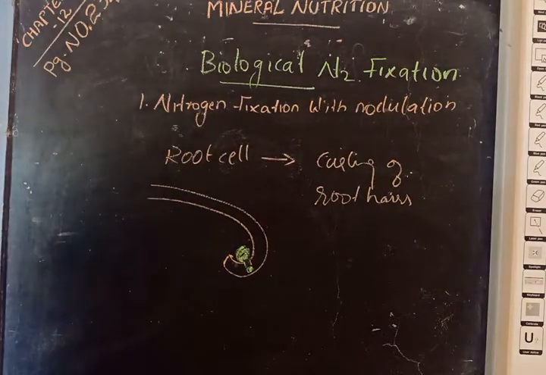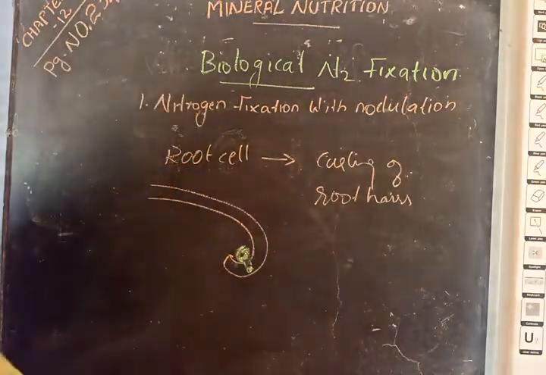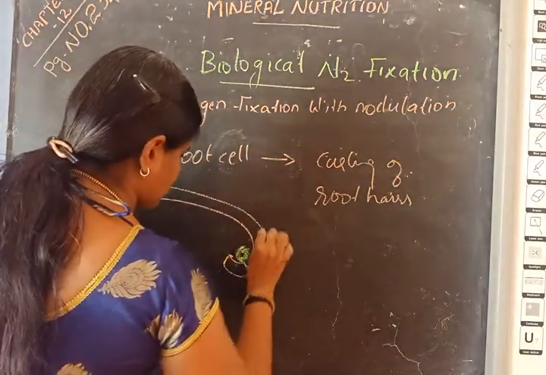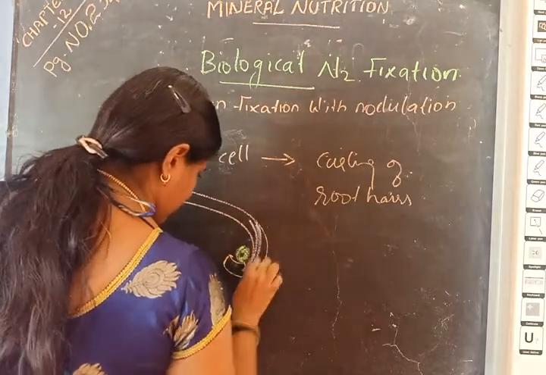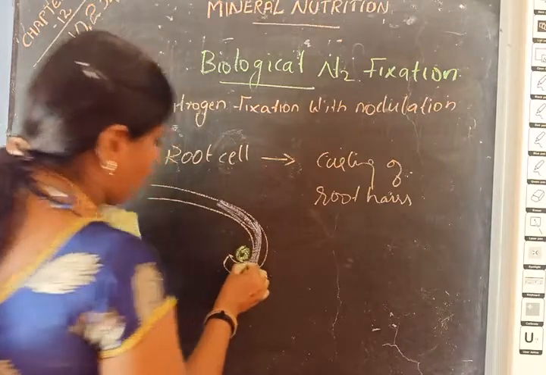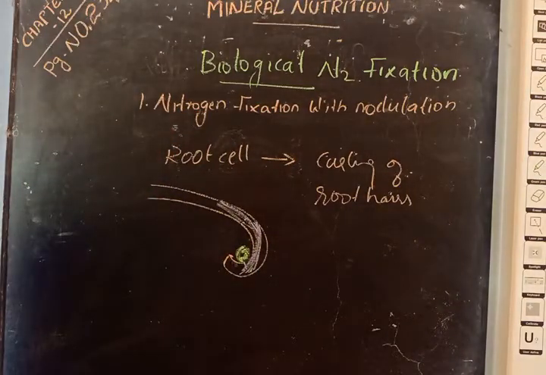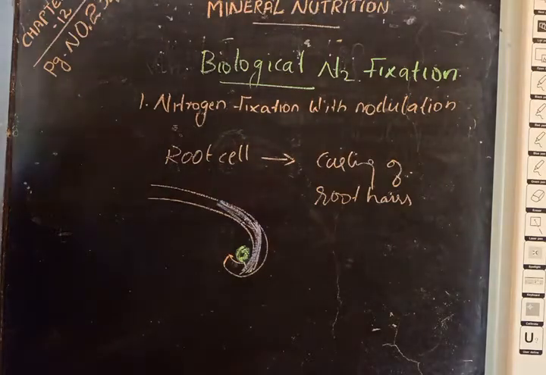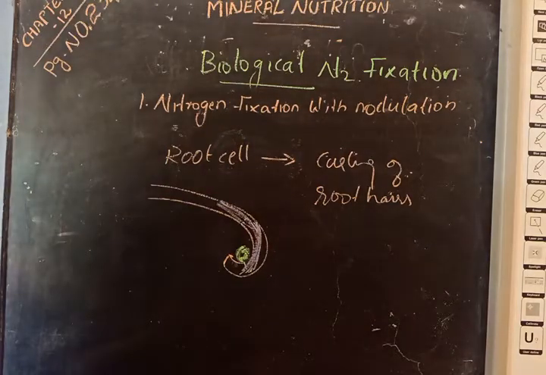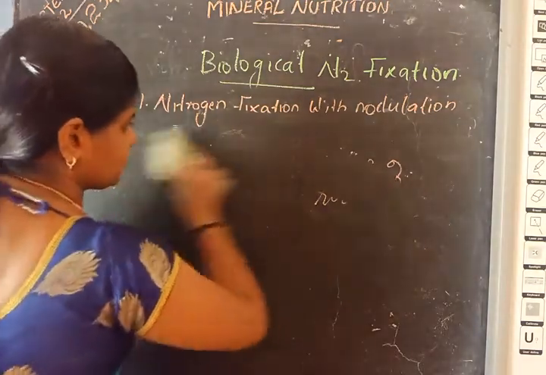The infection thread grows inwards and separates the infected tissues from normal tissue. From this Rhizobium, the infection thread may originate, and it separates the infected tissues from normal tissue. So the infection thread grows inwards and separates the infected tissues from normal tissue.